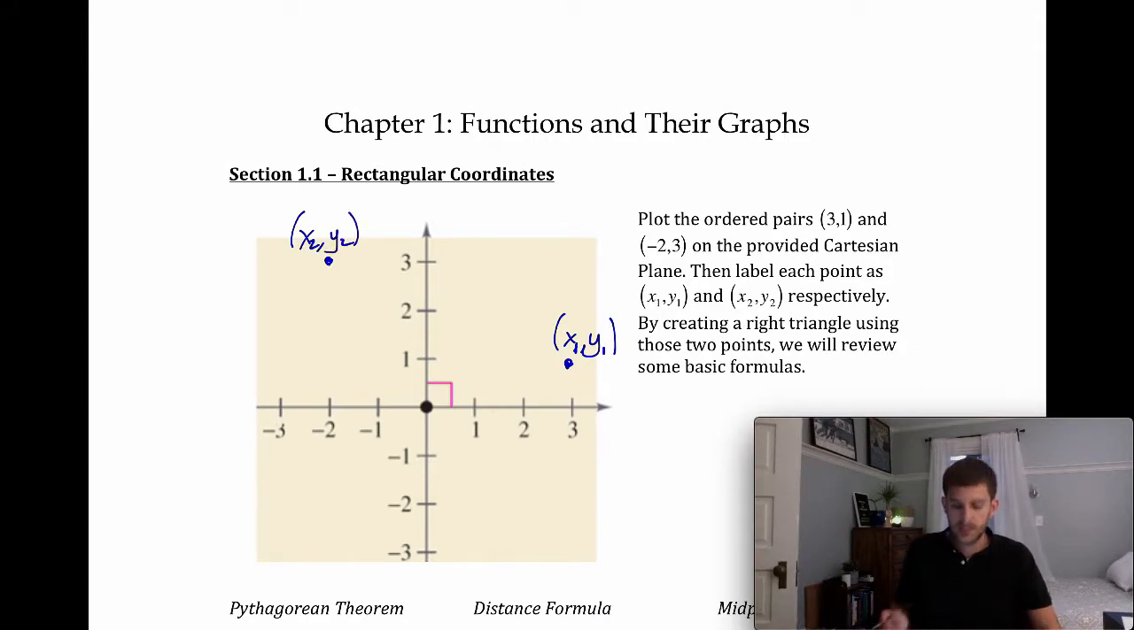We're going to use these 2 points and make a triangle out of it. The easiest way is to draw a straight line segment. Straight line is redundant, but that's irrelevant right now. We'll create a line segment between those two. And then we're going to form a right triangle by dropping a horizontal line down from that upper left point and then dropping a vertical line.